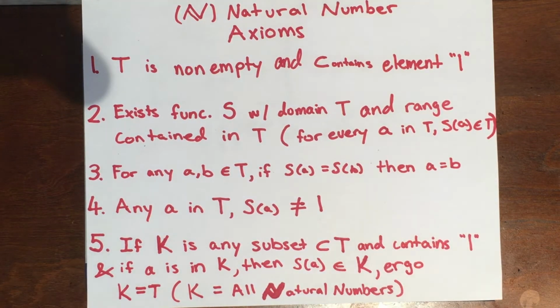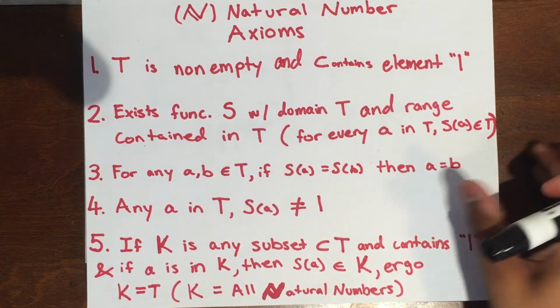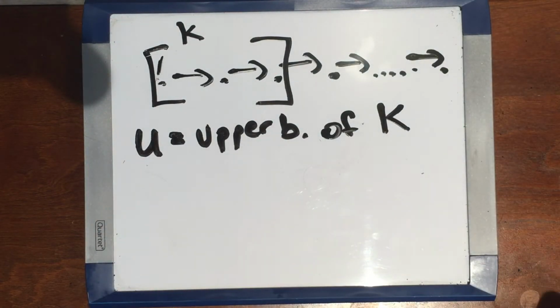And then fifth, which is our most important axiom, if K is any subset contained in T and contains 1, and if A is in K, then S of A exists in K, ergo, the set K is equal to T. Ergo, K is equal to the natural numbers, all the natural numbers. So what that helps us understand is that for every non-empty subset of N, there must be a smallest element.